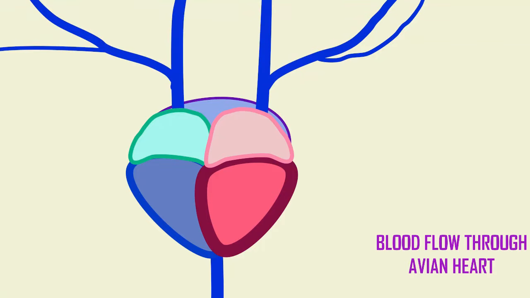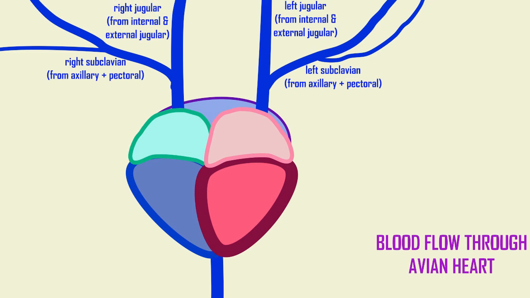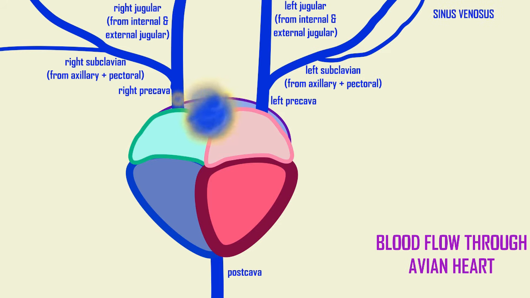In avian circulation, there are right and left precava, which are collecting deoxygenated blood from the jugular veins coming from the head and the subclavian veins coming from the arm and the chest. There's also a postcava, an inferior vena cava, which is bringing deoxygenated blood from the inferior parts of the body.